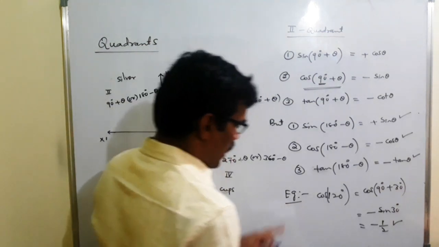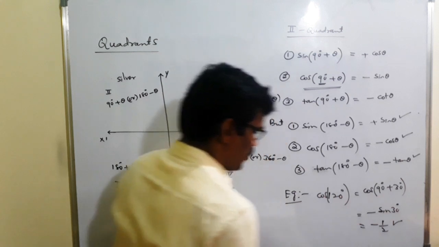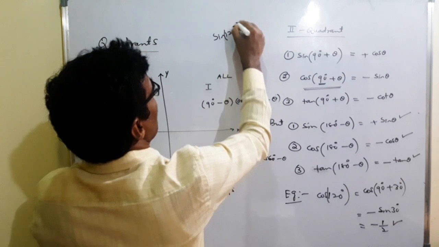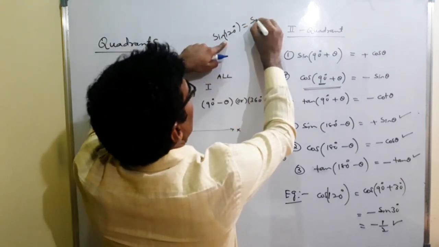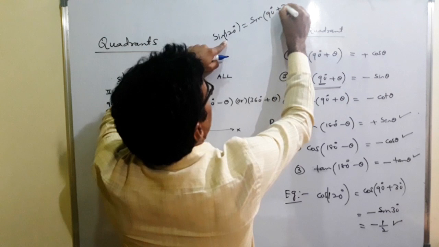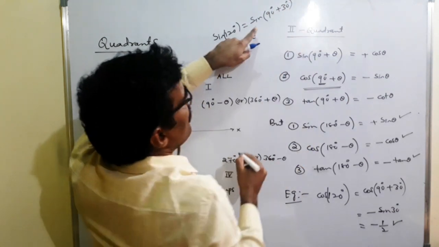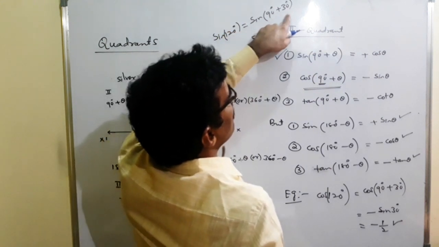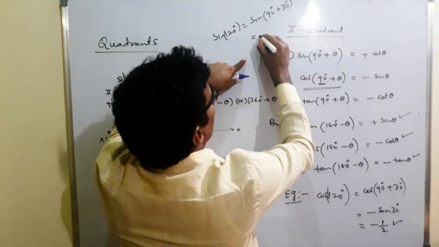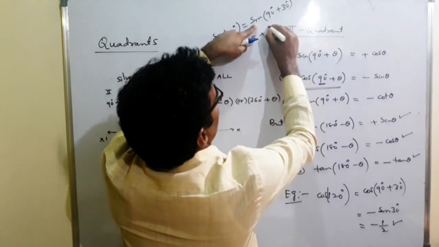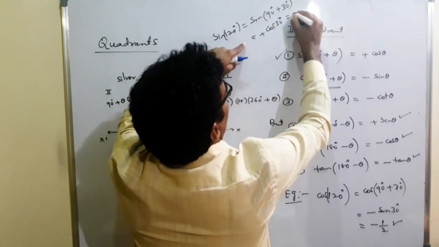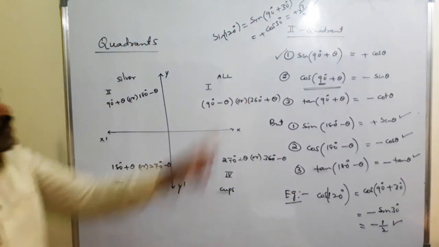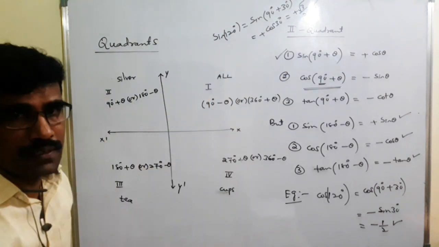Suppose, sir, cos 120 is over. Sin 120, your answer, sir. Sin 120 we can write as sin of 90 degrees plus 30 degrees. So here this is the second quadrant. That's why 90 plus theta, sin of 90 plus theta, second quadrant positive. So here sin becomes cos 30. Cos 30 is what? Root 3 by 2. Yes, write it.